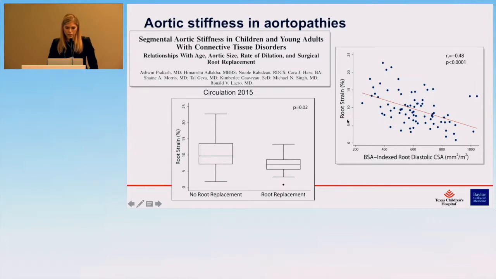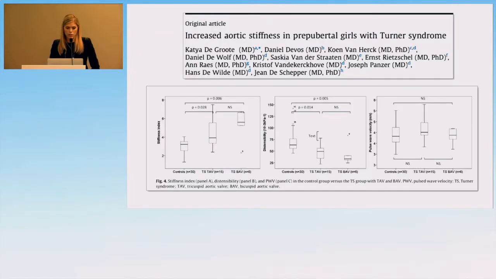And when we looked here, root strain correlated with the area of the aortic root. Again, we haven't had enough data. This goes to multi-center research to look at the correlation with dissection. This is seen too in Turner syndrome. In Turner syndrome, they have increased aortic stiffness compared to other patients, but no one has been able to get a large enough sample to see if it correlates with dissection.